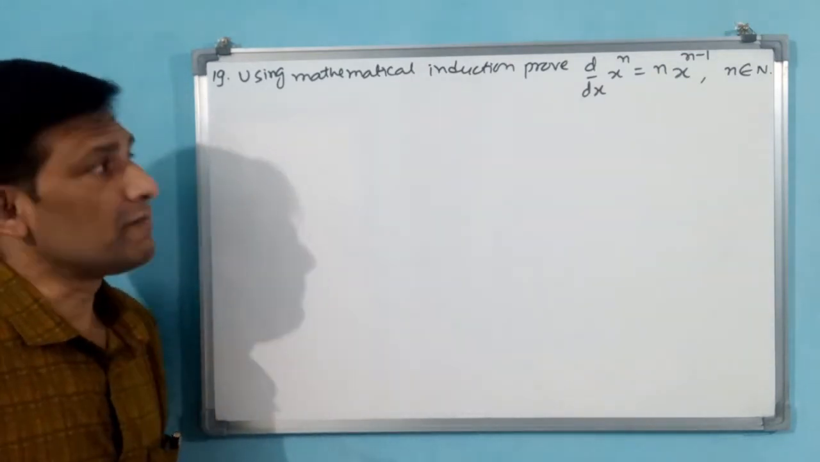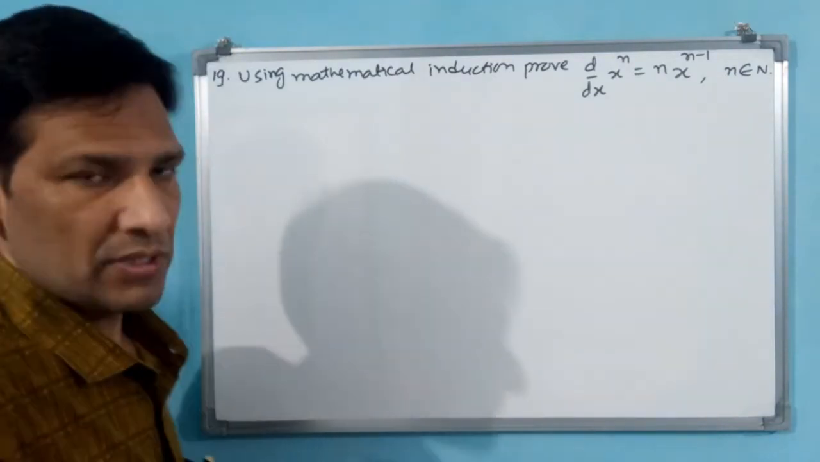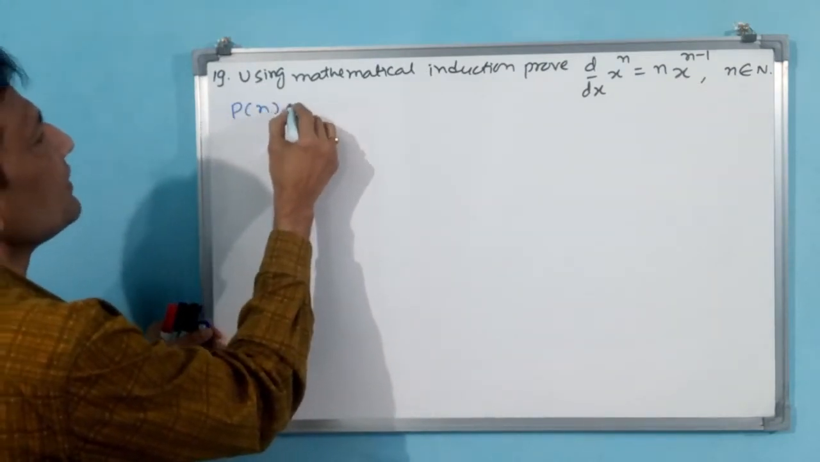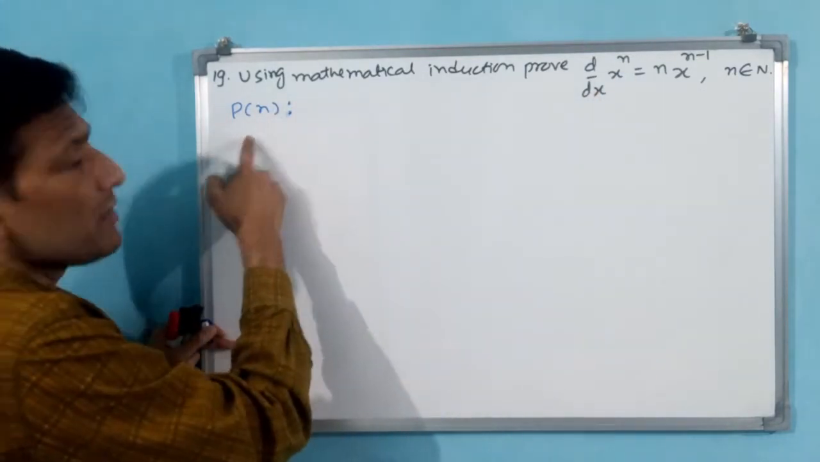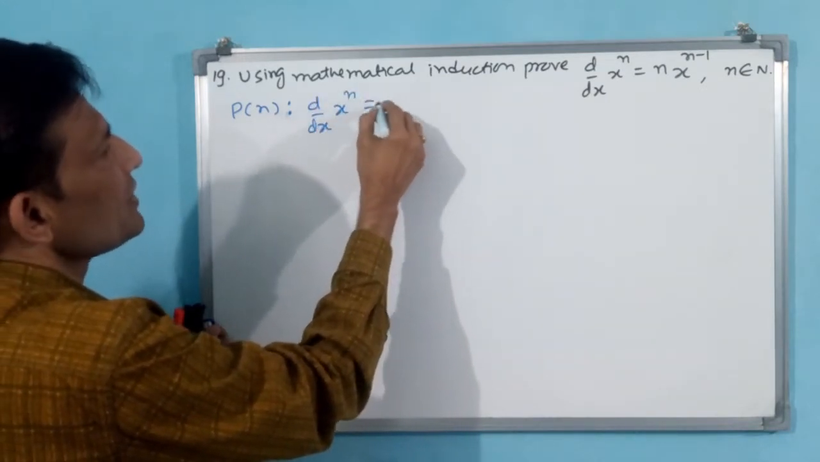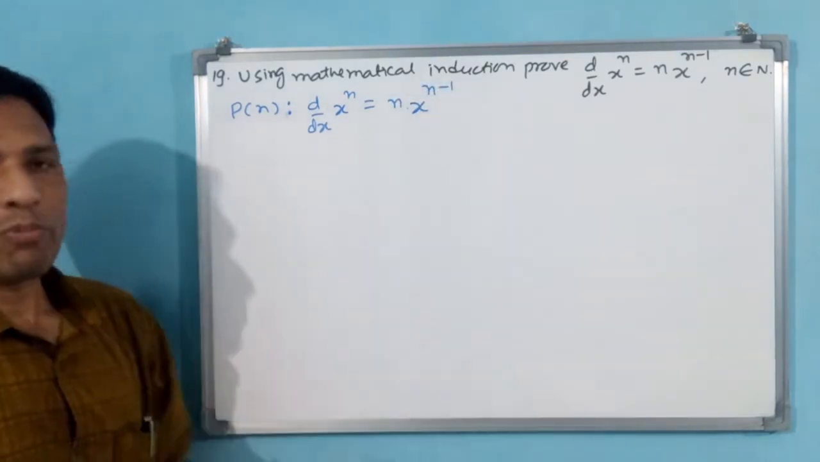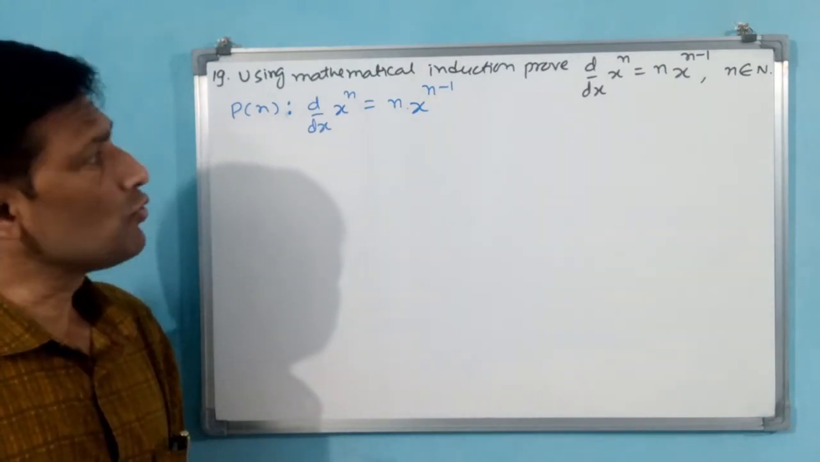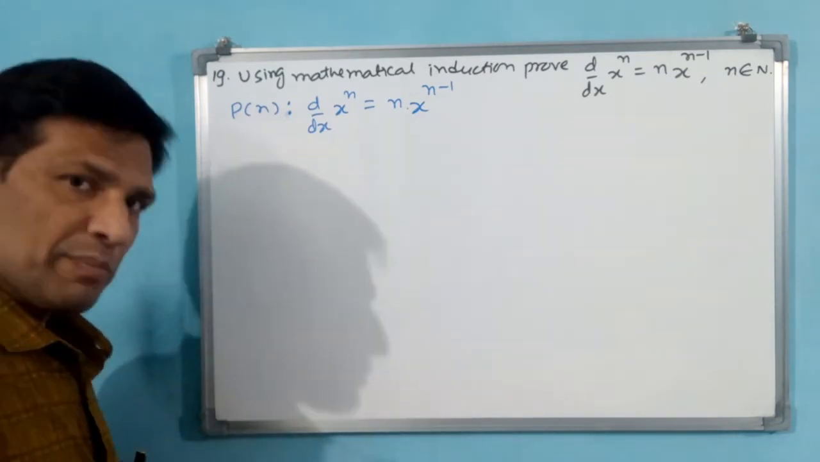Mathematical induction we know very well. First of all, this equation we have to take as proposition P of n. Let P of n, colon, you write. No, don't write equal to, because equal to is there already. Proposition n is d by dx of x power n is equal to n into x power n minus 1. This proposition is true, you have to show. How to show? First of all, p of n is there, then you take p of 1.